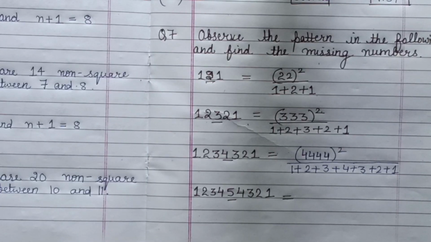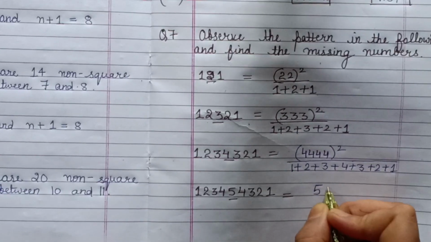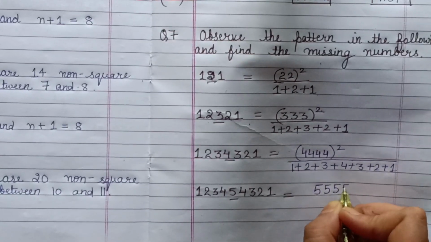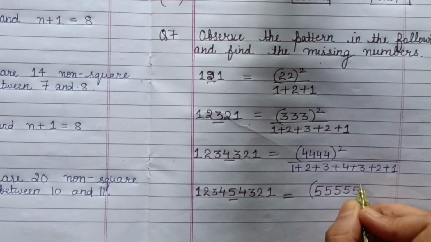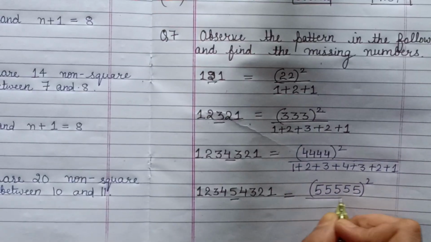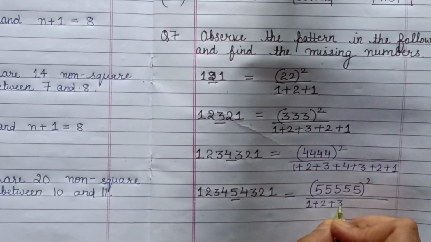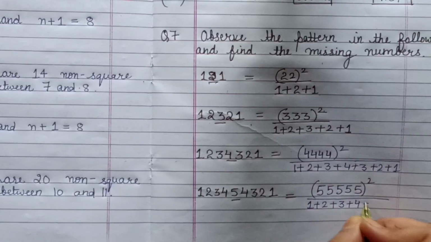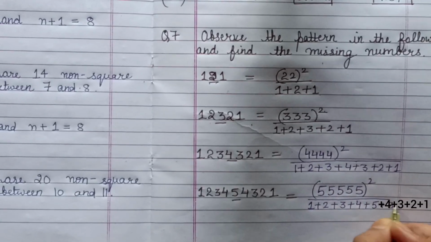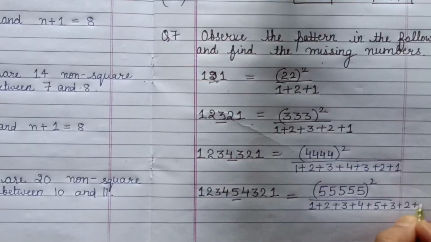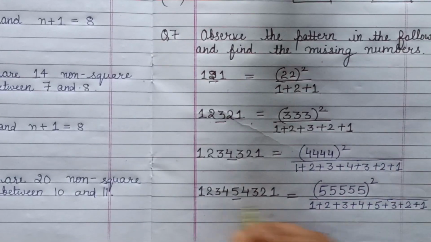In the next part, 5 is written 5 times: 1, 2, 3, 4, 5. Then it's squared in the numerator and then add the whole numeral: 1 plus 2 plus 3 plus 4 plus 5 plus 4 plus 3 plus 2 plus 1. Firstly in the forward direction, then in the backward direction.